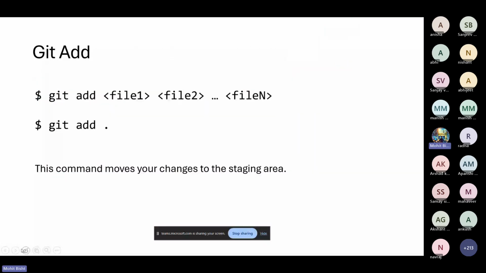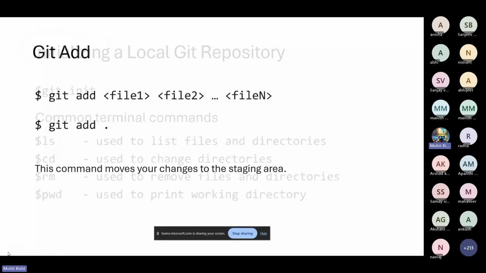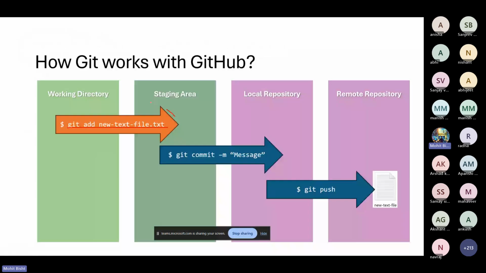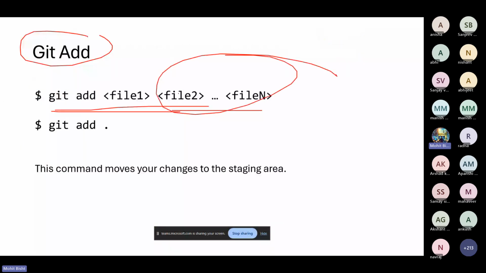And next we had git add file. As I already told in the previous slide, git add, I am adding one file over here. And next, we can add multiple files at one time. Suppose I want to add all the files, I will use git add . So these commands move changes to the staging area.